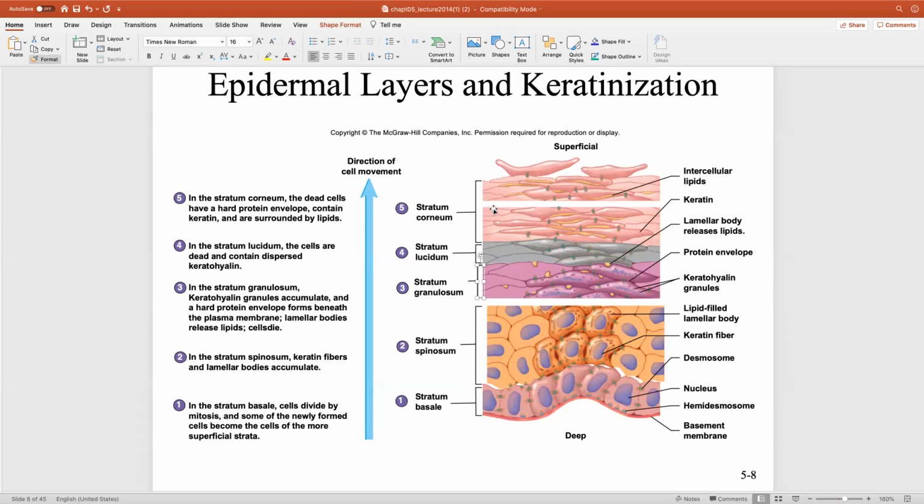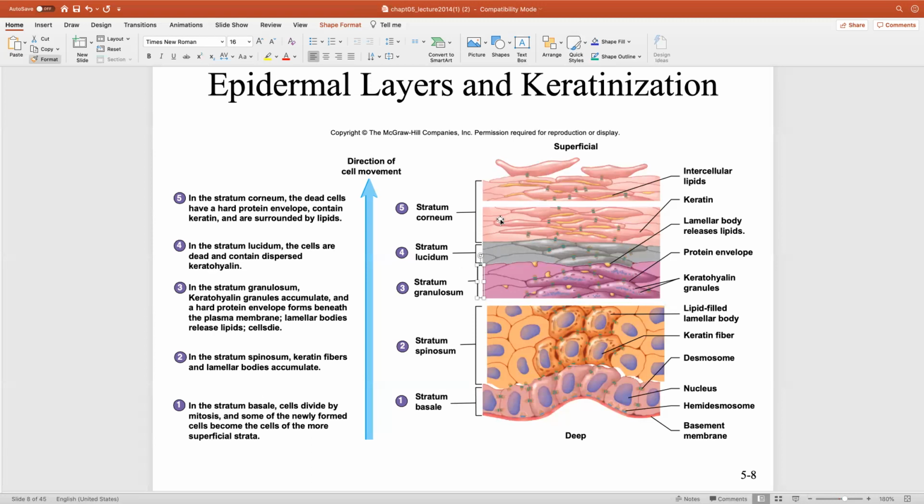What happens is it causes premature death of these cells as they migrate up, right? More and more cells start to die, causing the stratum corneum to increase in size. As the stratum corneum increases in size, there are more layers of the stratum corneum. And guess what? More layers means it becomes tougher and more callousy.